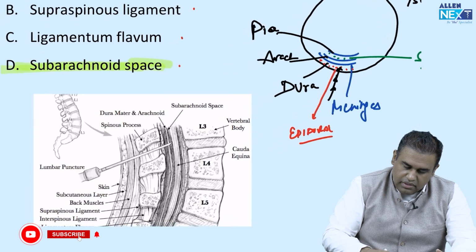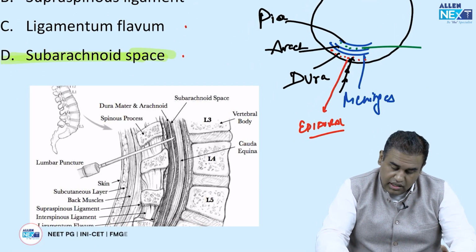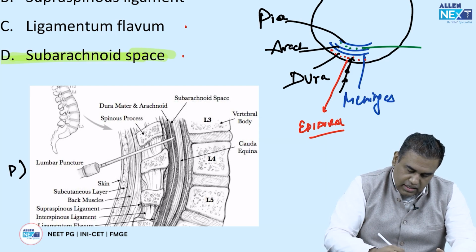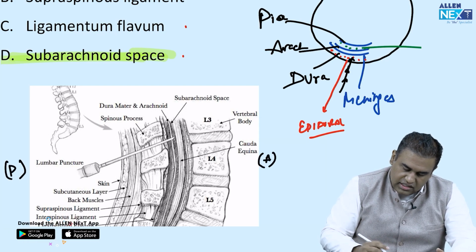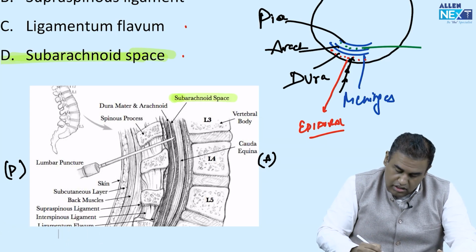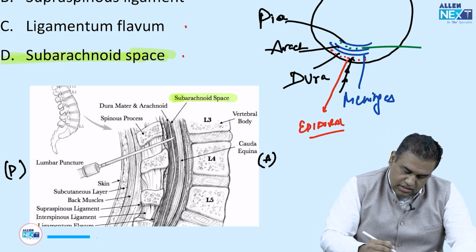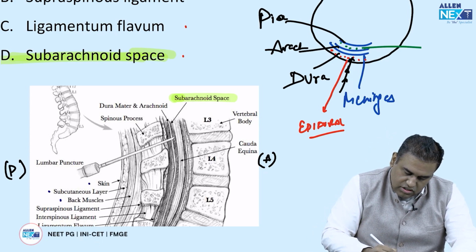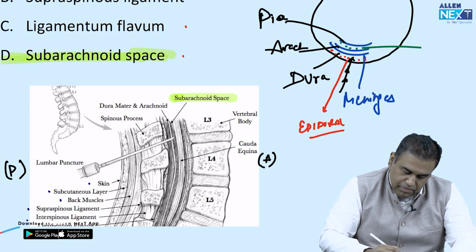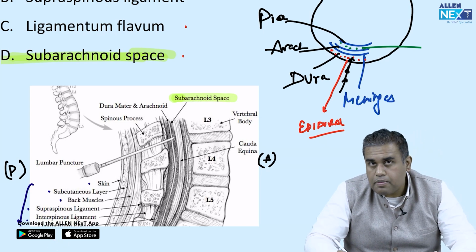Now look at the image below. Here you can see this is the posterior aspect, that is the anterior aspect. Look at this subarachnoid space over here, and look at this epidural space over here. And then also look at the skin, subcutaneous layer, muscles, supraspinous, interspinous, ligamentum flavum. All these are pierced. Then the needle will enter the epidural space.